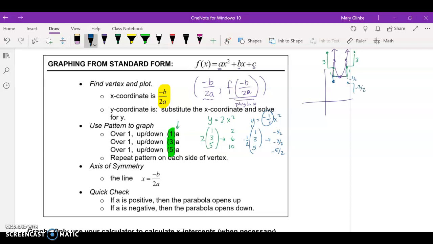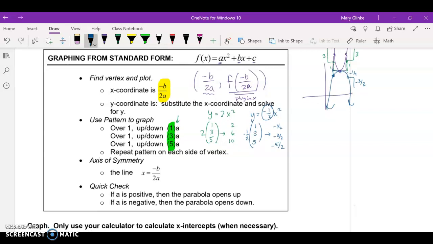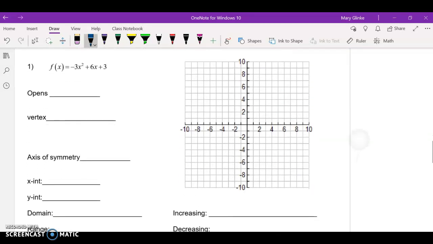And so what happens is it gets flipped over and it gets kind of compressed versus stretched out. And so based off of those two things, then you actually get a good picture of your parabola and you can answer all of the other questions from there. So let's take a look at number 1 here.